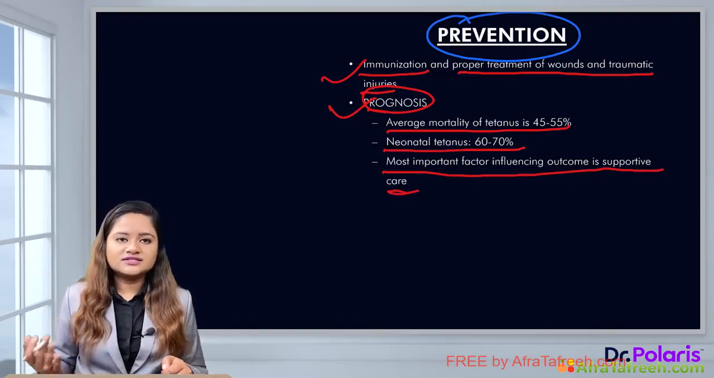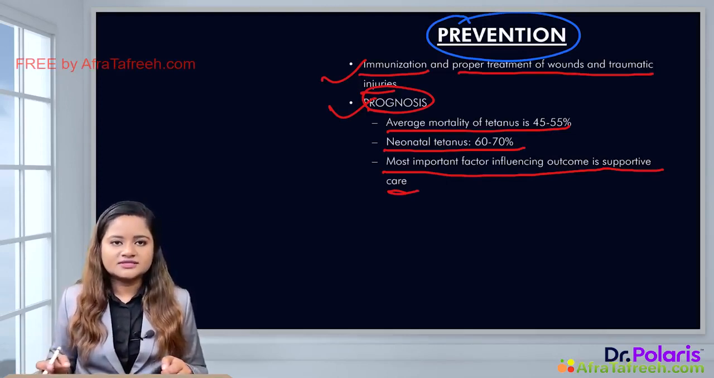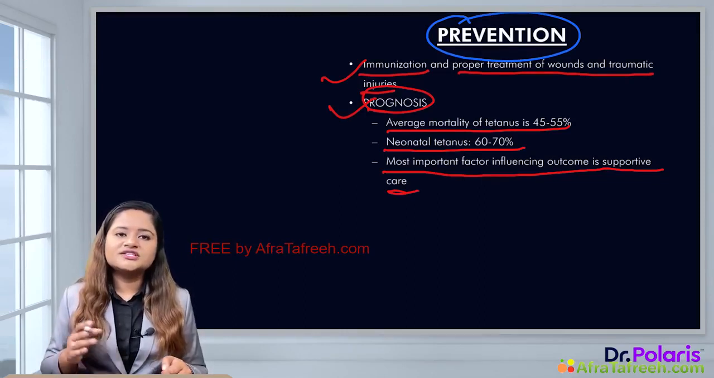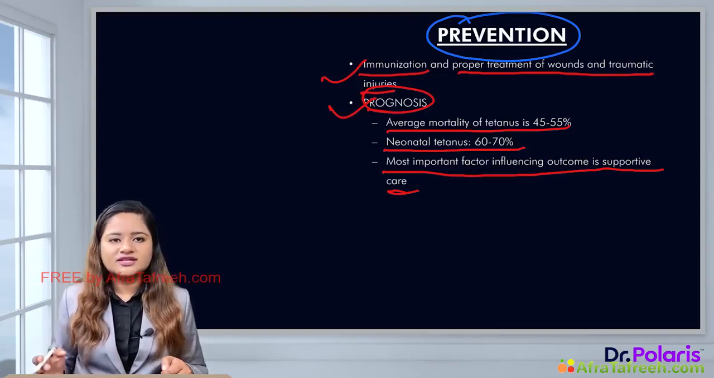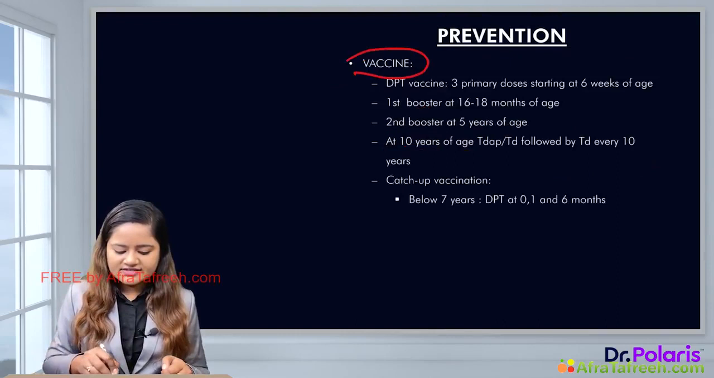We cannot reverse it completely, we cannot treat it completely and make it normal, but yes, to some extent neutralizing the effect of toxin can treat the further complications and help in relieving the muscular spasm. So it's more important to prevent the disease rather than to take a chance to actually treat it. So prevention is very simple, just by simple immunization of tetanus toxoid. So for prevention, vaccines are available.